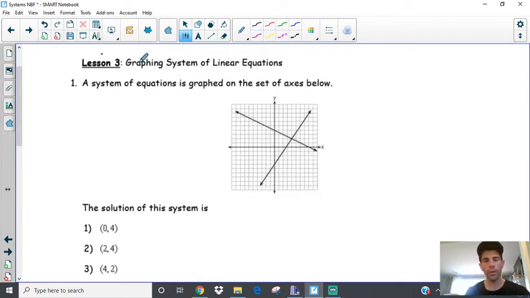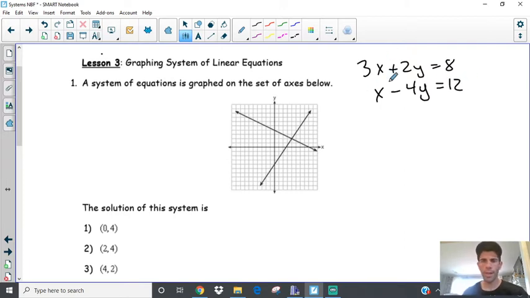Okay, so real quick, what we were learning earlier was solving systems of equations, and it was something like 3x plus 2y equals 8, and say x minus 4y equals 12. And basically what you have here is two equations that in the end would give you an x value and a y value.